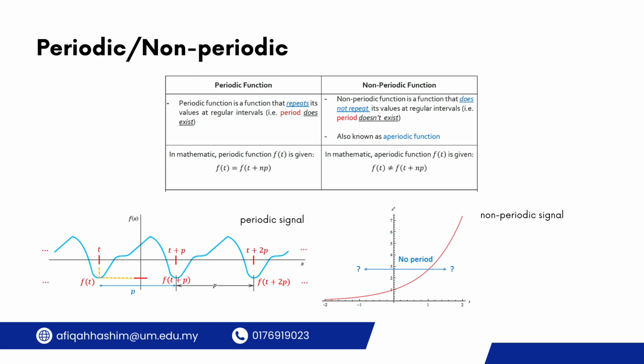The difference between periodic and non-periodic functions: a periodic function repeats its values at regular intervals, and the period does exist. In a periodic function, we have the period. We can find the period. We have a starting point and a point where the signal ended. Mathematically, a periodic function f(t) is given by f(t) is equal to f(t + nP).